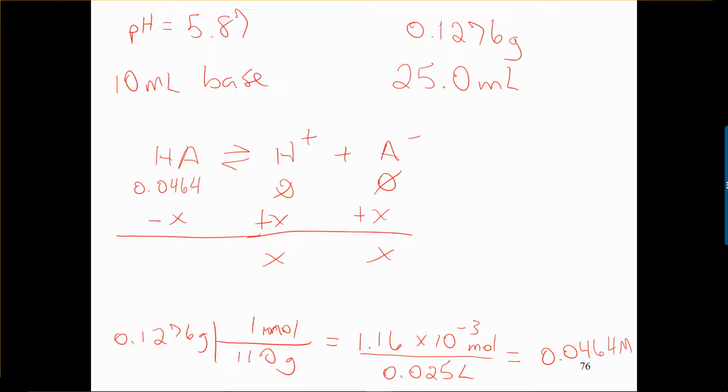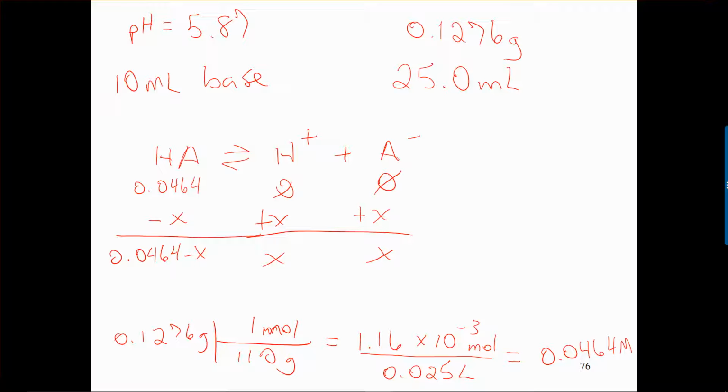Okay, so this is where I'm starting. Now, they want me to find the Ka. What does that mean I need? What do I need to find the Ka? The equilibrium concentrations. I need all of these numbers down here, right? So how am I going to find them? What did they give me to be able to find these numbers?